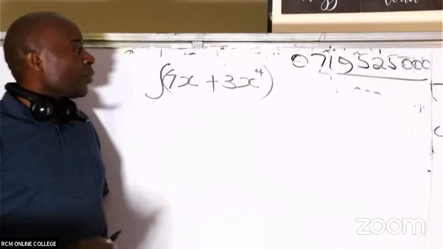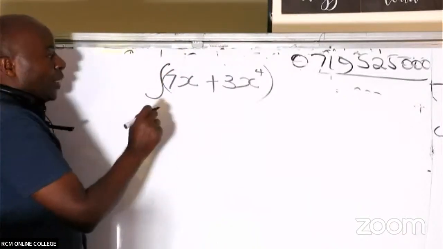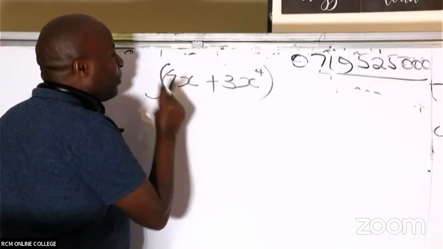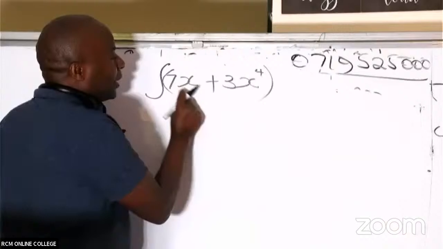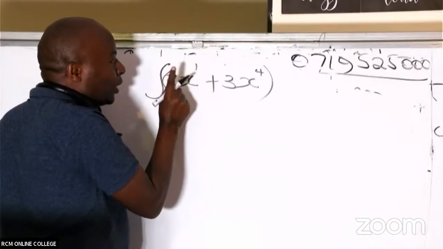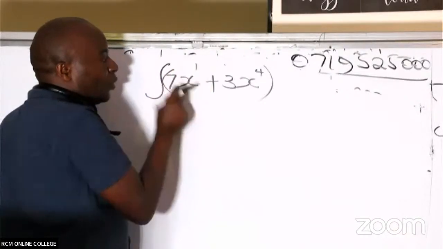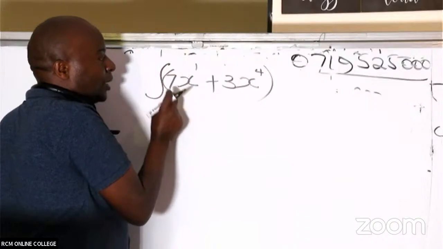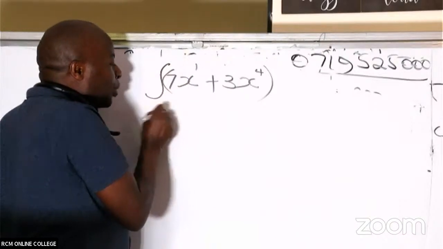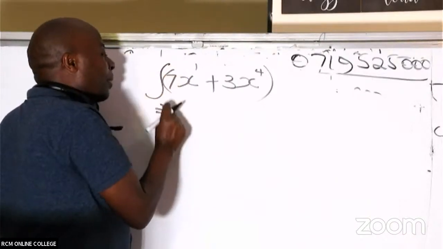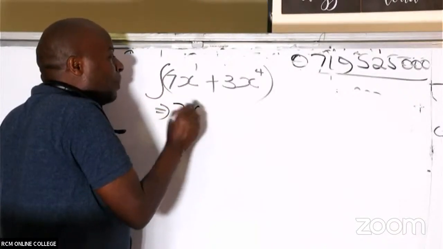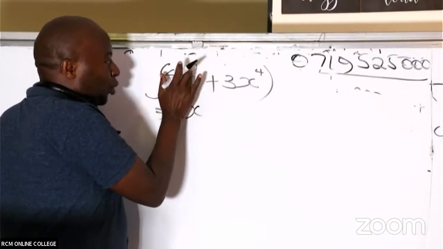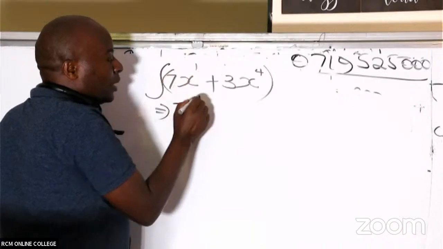Now, ladies and gentlemen, this is what I'm so happy about my students here. All of them have been able to know that whenever there is an X that is silent, there must be a 1 seated on it somewhere. It's implied, you can't write it. So when I go ahead to integrate, it's all about increasing the power by 1. So if I increase this power by 1, it was 1, so 1 plus 1 gives me 2.